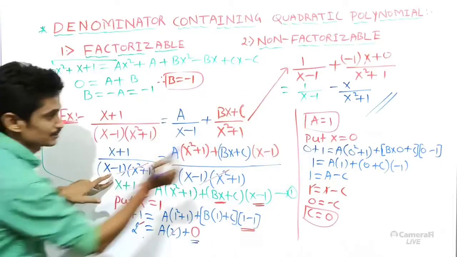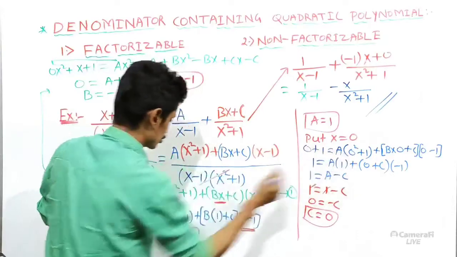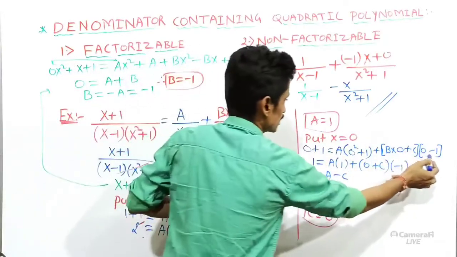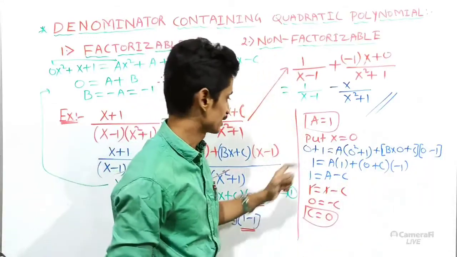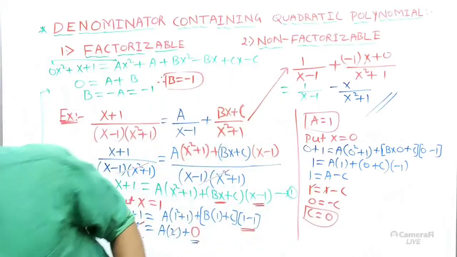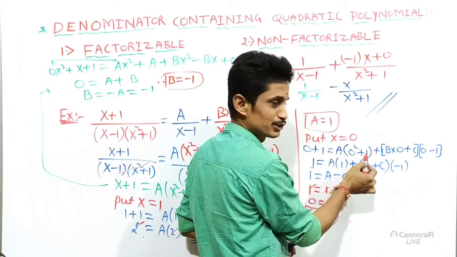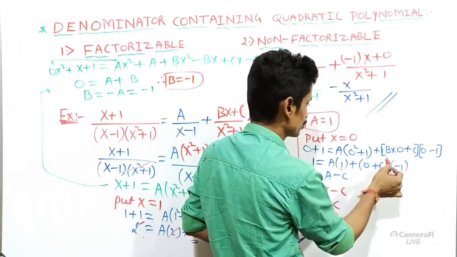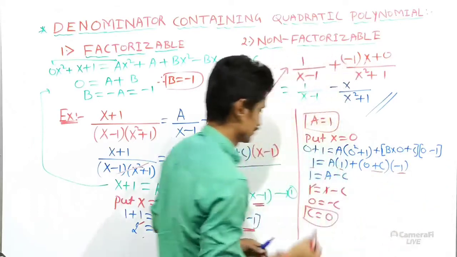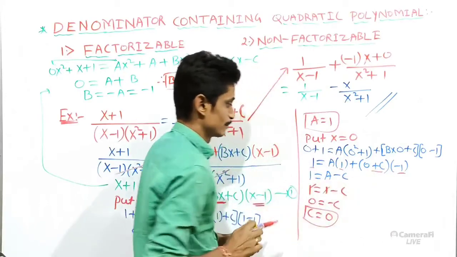So wherever x is 0, plus 1. On the RHS, a into 0 square plus 1, plus b into 0, plus c into 0 minus 1. Come back to this side. 0 plus 1 is 1, and on the right 0 square plus 1: 0 square is 0, plus 1 is 1, and b into 0 is 0, and c left out, 0 minus 1 is minus 1. LHS is 1, a into 1 is a, and this side minus c.